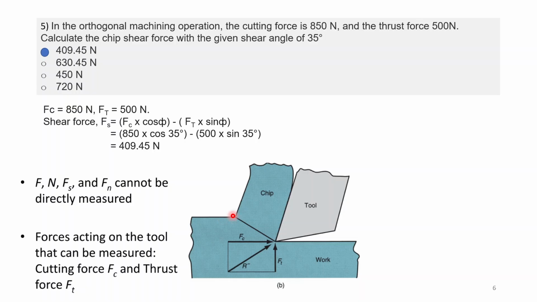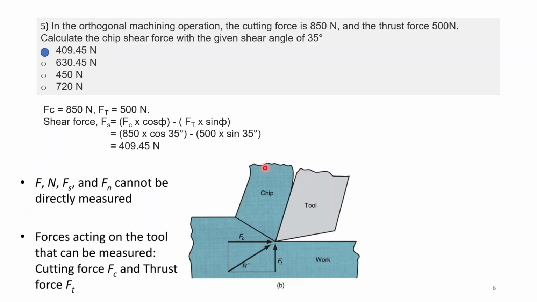The formula for shear force is Fs equals Fc multiplied by cos phi minus Ft times sin phi. Here Fc is the cutting force and Ft is the thrust force. Both of these values are given, and the shear angle phi is also given, 35 degrees. So you just put in these values: 850 times cos 35 minus 500 times sin 35, and the correct answer will be 409.45 Newton.